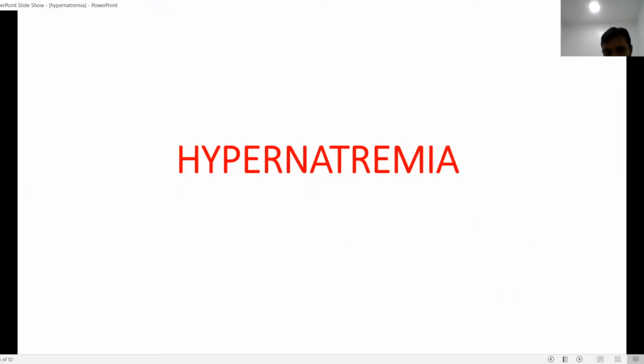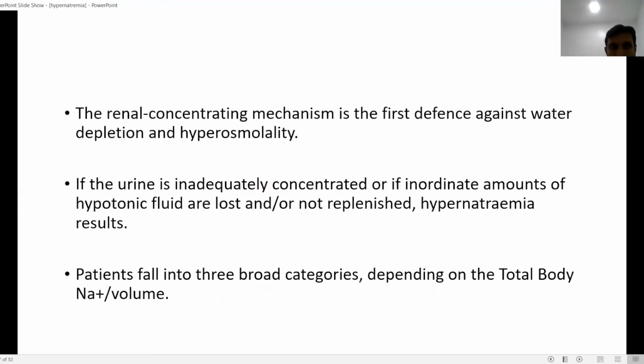Now coming to the topic of hypernatremia. With this background knowledge of all these receptors and all the osmotic regulators, the renal concentrating mechanism is the first defense against water depletion and hyperosmolality. If the urine is inadequately concentrated or if inordinate amounts of hypotonic fluid are lost and these are not replenished, hypernatremia results. Patients fall into three broad categories depending on the total body sodium or volume.